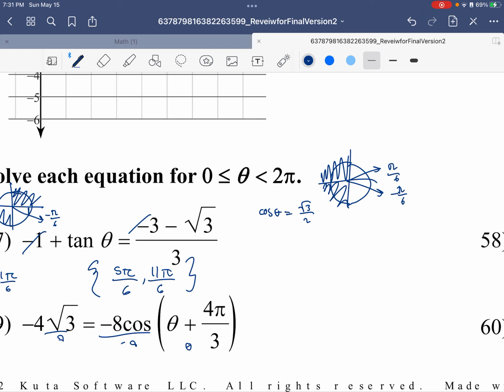So yeah, now you're going to take this, theta plus 4. Right now we're making our general equation, and you're going to set it equal to one of them. I'm going to do pi over 6 first, and then you're going to do plus 2 pi n. For cosine and sine, it's plus 2 pi n. For tan, it's plus pi n. Now you solve for theta.